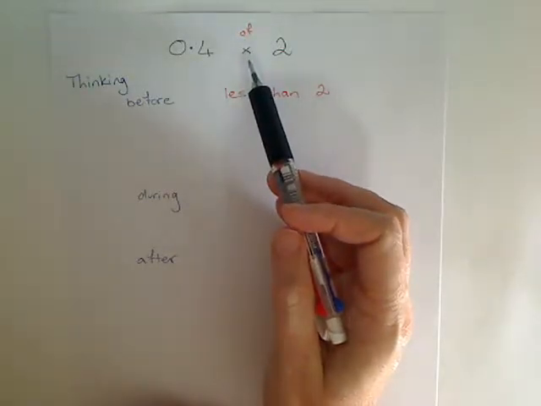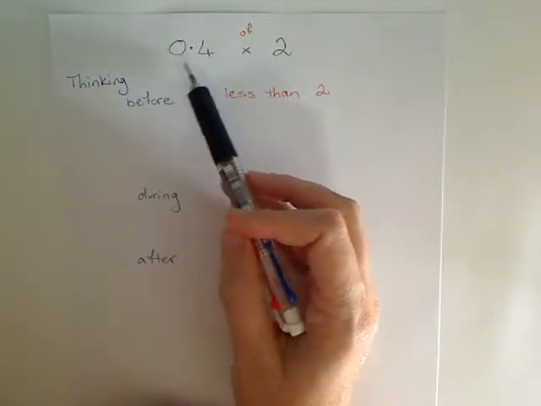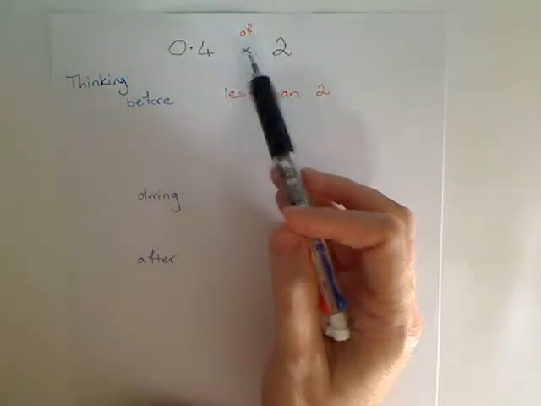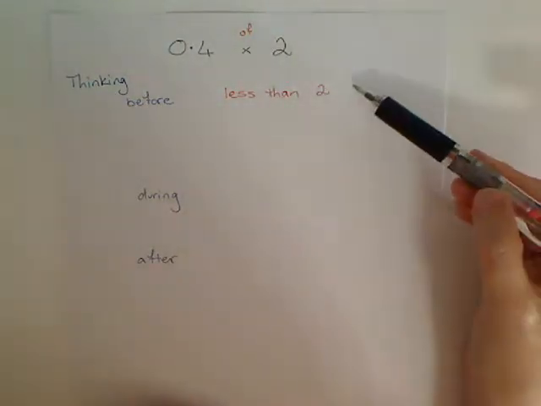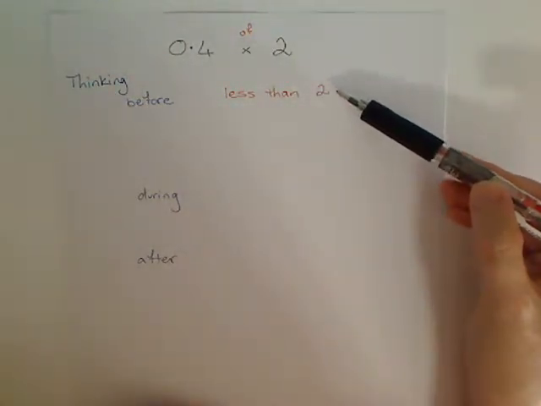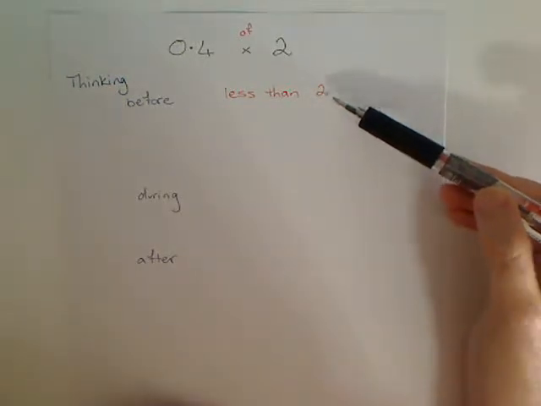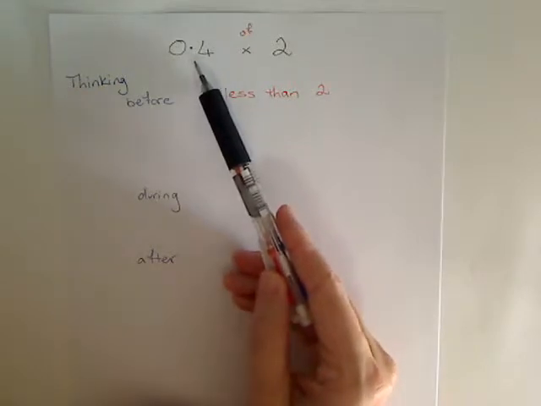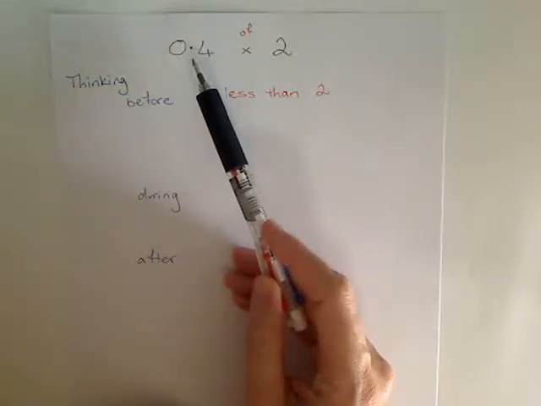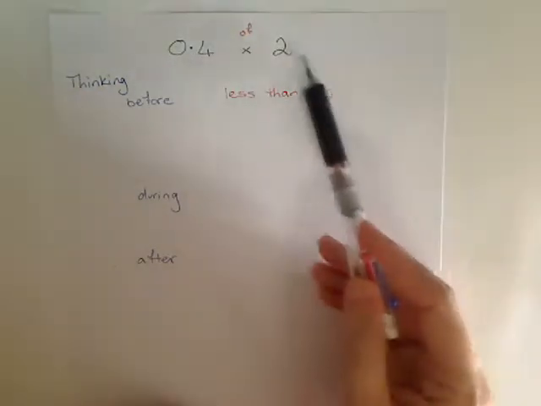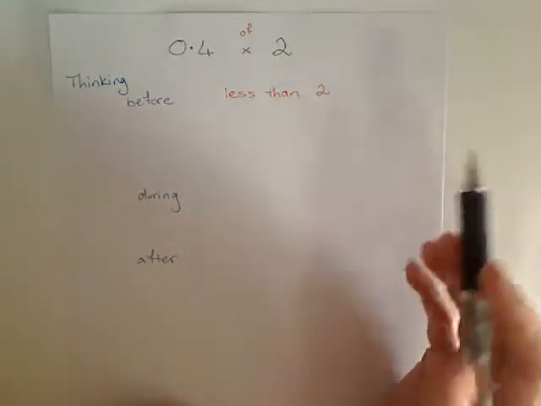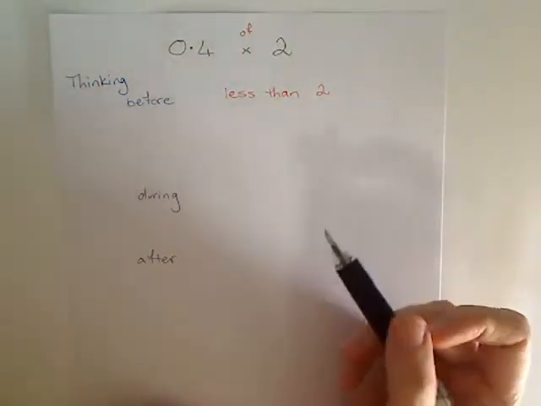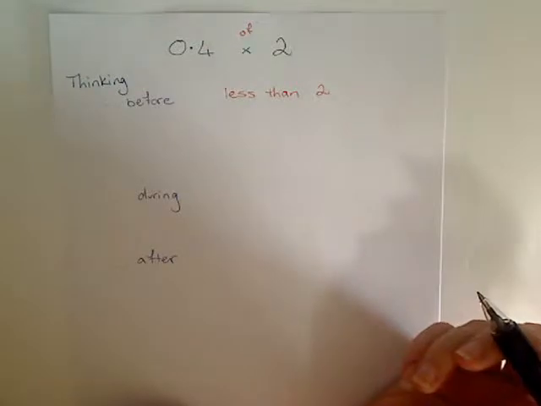So I'm trying to calculate a fraction, less than 1, a fraction of 2. And that's why I can be pretty sure my answer is going to be less than 2. You can be even more precise than that and think about 0.4 as being smaller than a half. So our answer will be smaller than half of 2, or 1. That's up to you, but certainly have an idea of what your answer should be before you begin.